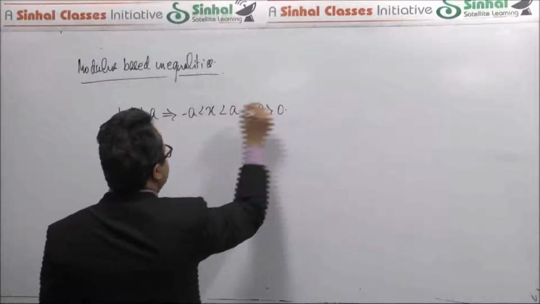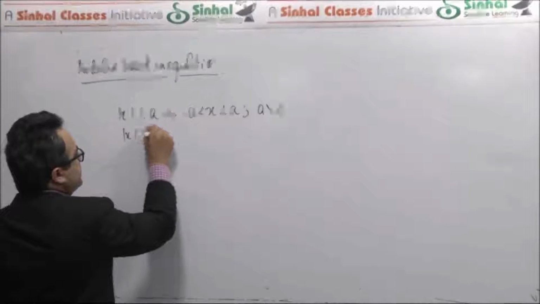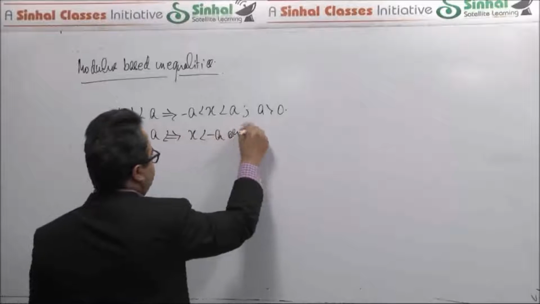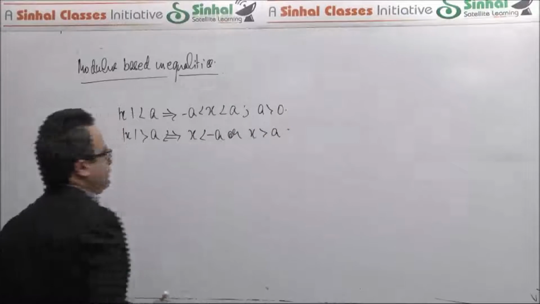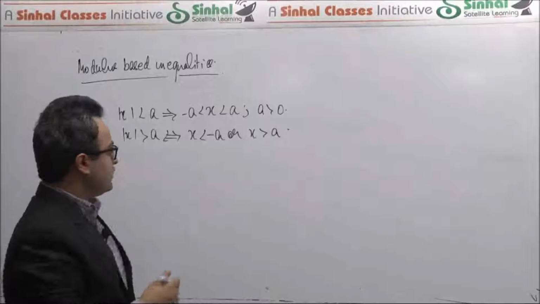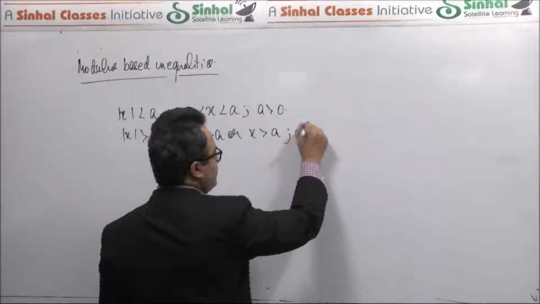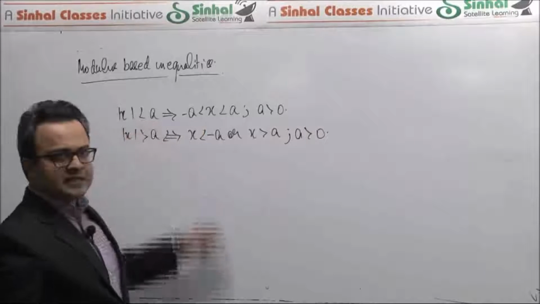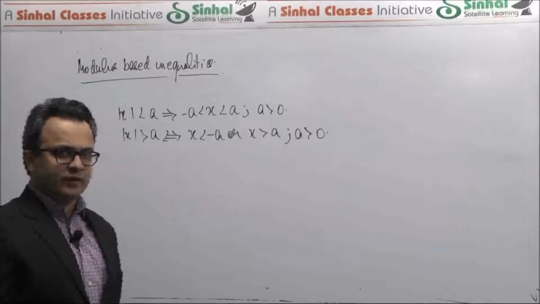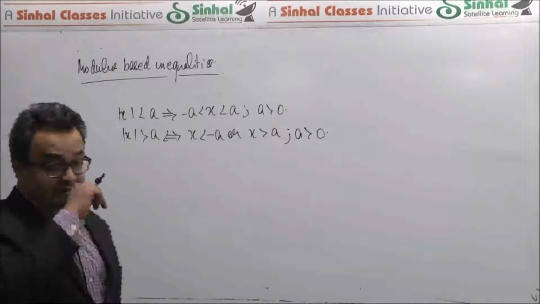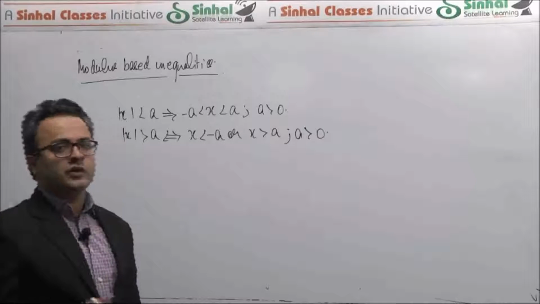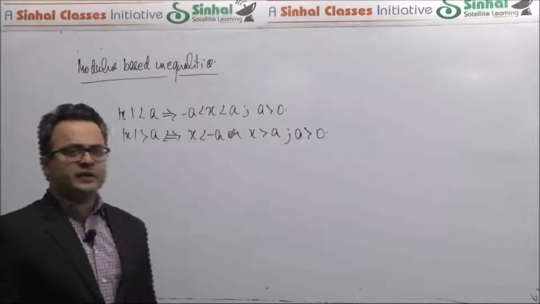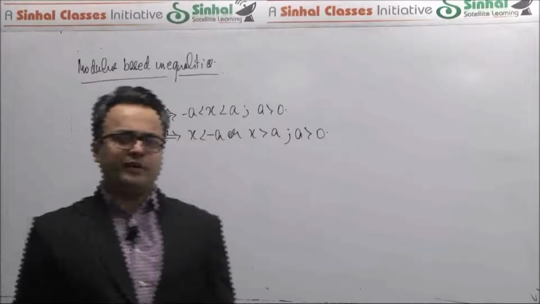assuming of course a is positive, and mod of x greater than a will have a solution set of, again, this is also assuming that a is positive. And for a negative, as we already discussed, mod of x less than a, if a is negative, will actually correspond to a null set, cannot happen. And similarly, mod of x greater than a, where a itself is less than 0, will correspond to the set of all real numbers.